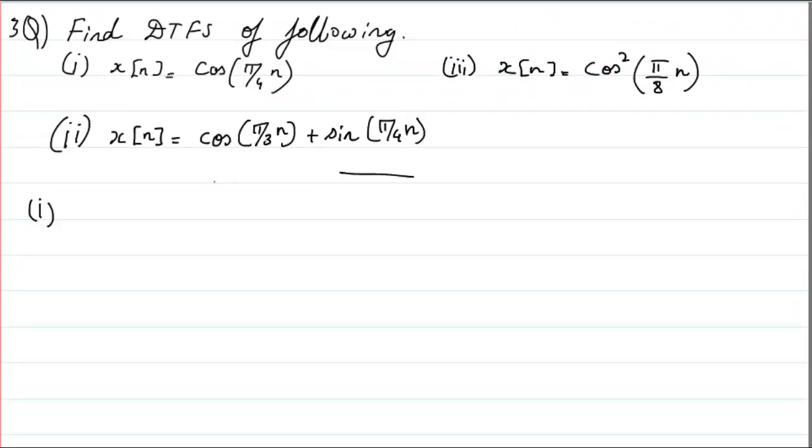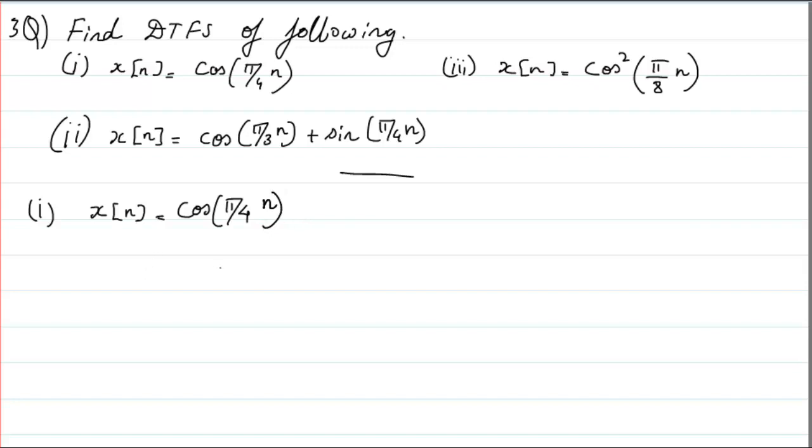Find the DTFS of the following. We are having 3 signals. Let us do it one by one. First is x of n is equal to cos pi by 4n. The first thing that we have to ascertain is that it's a periodic signal, and the period of that has to be found out.